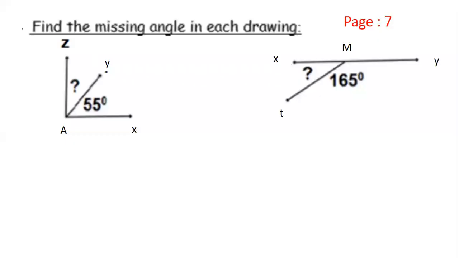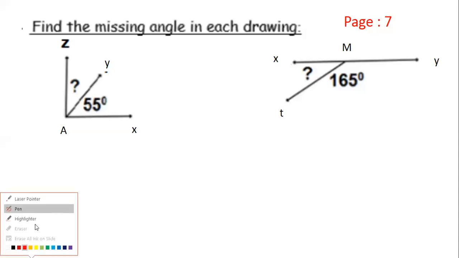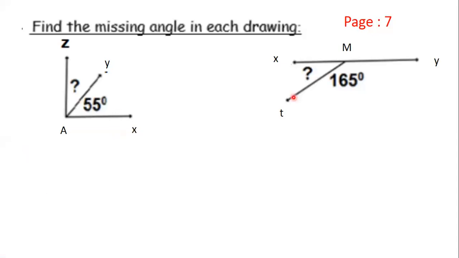Now moving to this exercise, which is also on your worksheet, page 7. Okay, let's start. I have to find the missing angle in each drawing. So first of all, in this one, I have to find the measure of ZAY. Starting with the first one, I can notice that these two angles are adjacent and complementary angles.